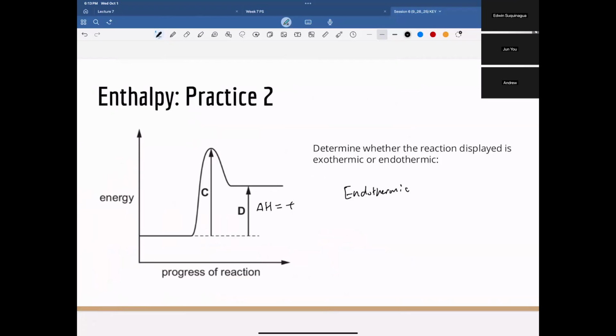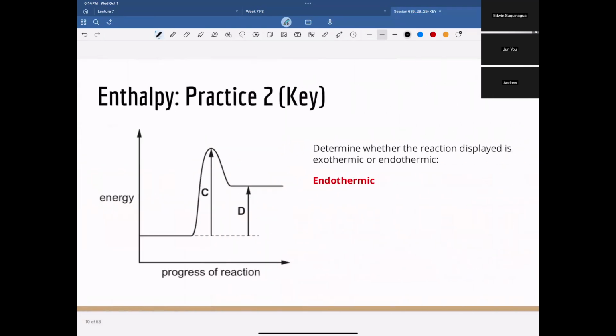Is C or D the delta H? That's a good question. D, yes. Yep, this is delta H. Do you know what C is then? Yep, you already know your stuff.